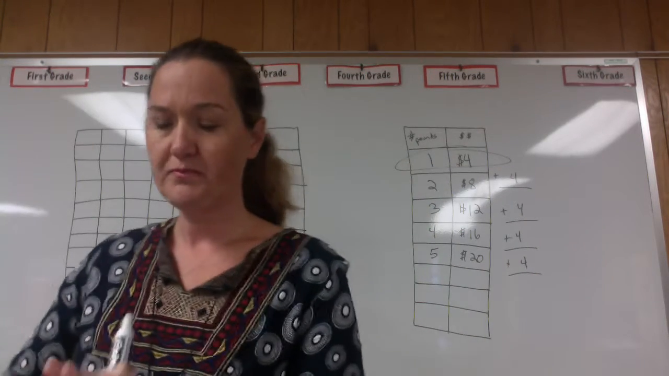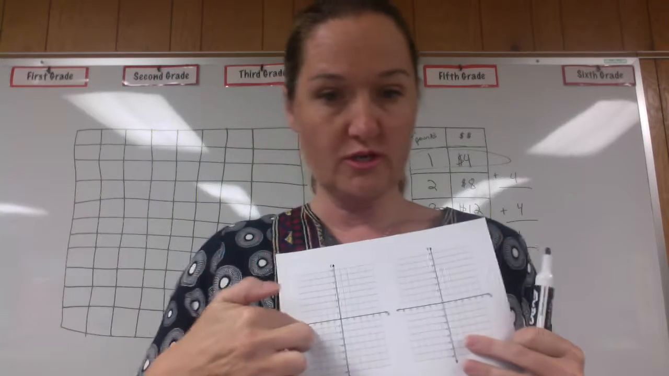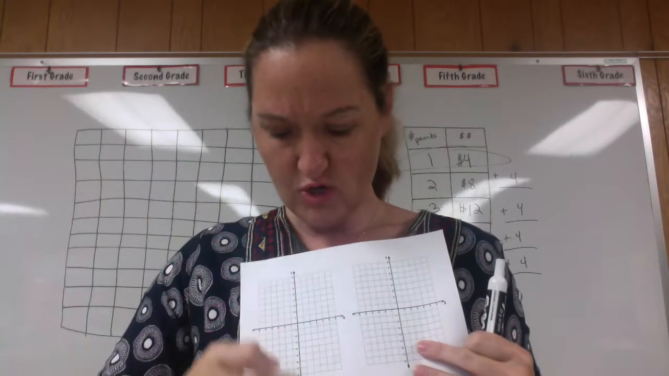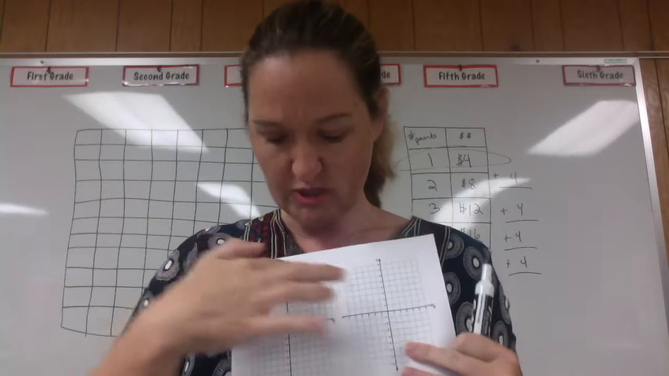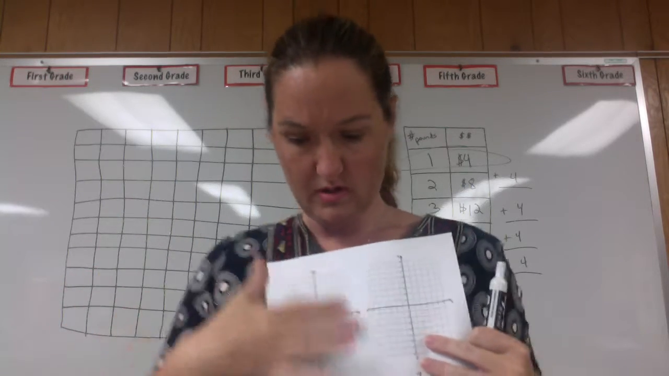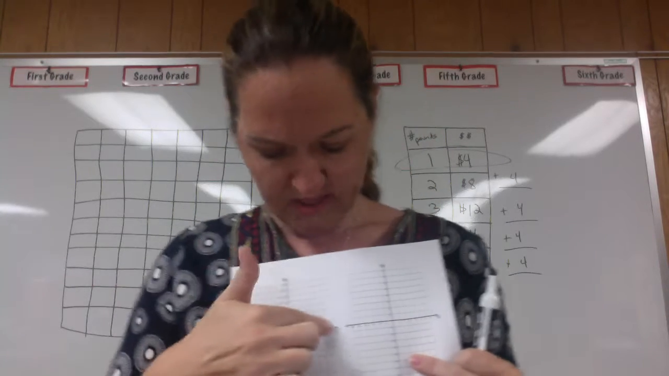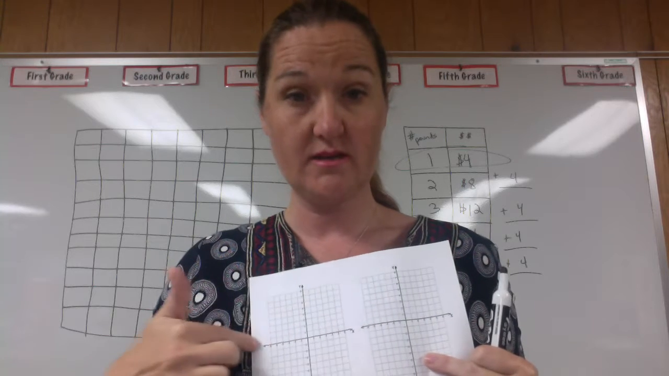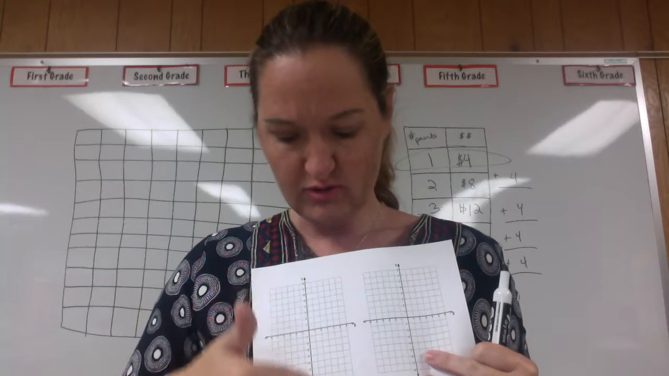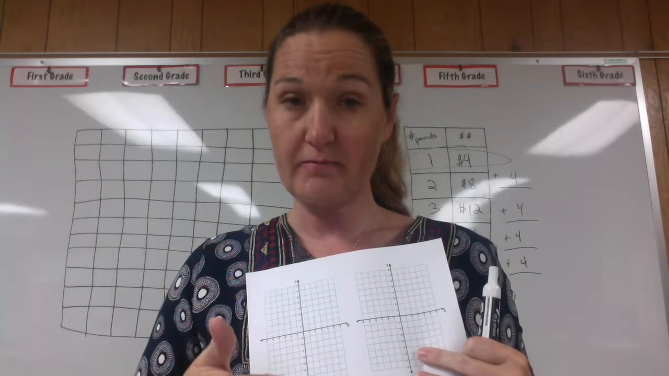I'll use this one. On a coordinate plane, you've got a line going horizontal and a line going vertical. A couple of vocabulary words you need to remember: this whole thing is your coordinate plane. This horizontal line, you can see the letter X. This is your X-axis. That vertical line, you'll see the letter Y. This is your Y-axis.